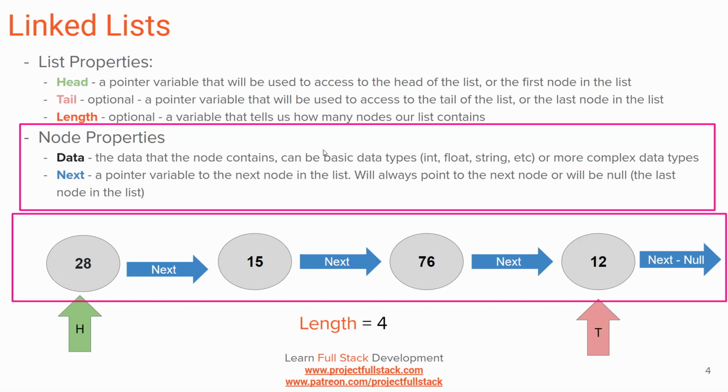Data can be any basic data type, like strings, integers, floats, booleans, whatever, or more complex data types. So you can throw dictionaries, lists, tuples in here. You can even throw other linked lists in here as the data. It really doesn't matter. It's whatever you want your node to hold. And then that next, which is going to be a pointer variable to the next node in the list.